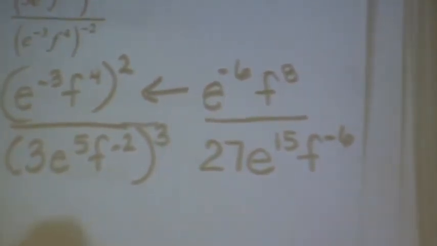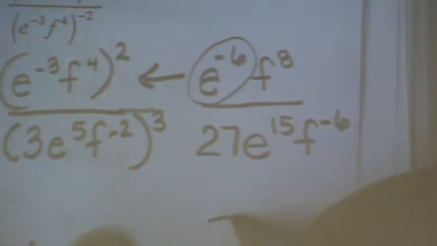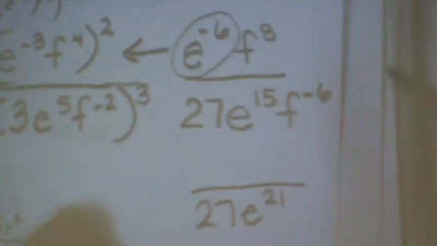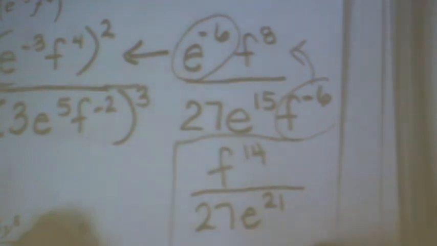What has a negative exponent? F and e. If you bring this down, what do you have? 27e to the 21st. How did you get that, Nick? So 6, you're switching. You're bringing it down. Yeah, and so you add it to the 15. Yeah. And what about the f's? F to the 14th. This has got to go up here, and you get f to the 14th. And we are done with our notes.